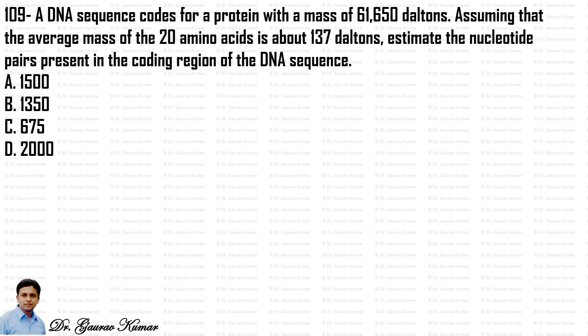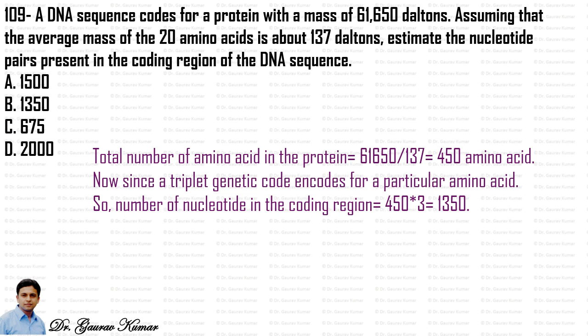Next question, a DNA sequence codes for a protein with a mass of 61,650 daltons. Assuming that the average mass of the 20 amino acids is about 137 daltons, estimate the nucleotide pairs present in the coding region of the DNA sequence. So we know that the total number of amino acids in the protein we will get by dividing the total mass of the protein by the mass of each amino acid. So by dividing 61,650 by 137, we get 450 amino acids.